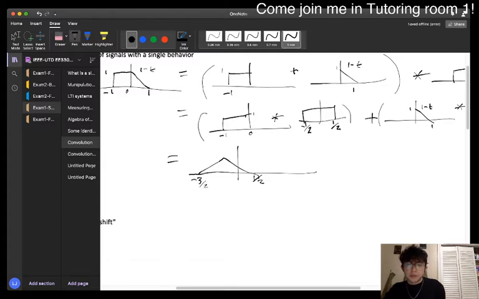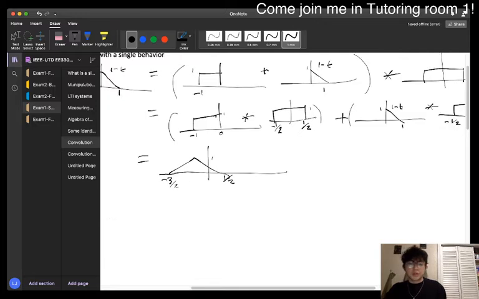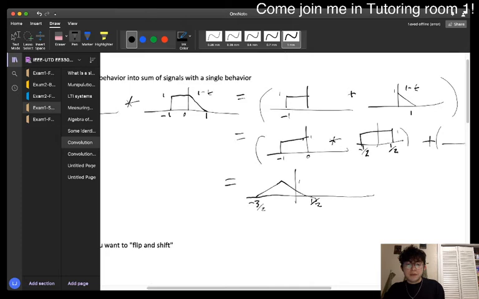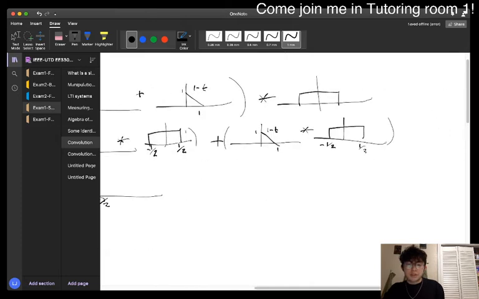And since these are both unit 1, this is just going to be the standard unit triangle, but shifted over a bit. Great, so we have the easy part done, but we still have this one, the convolution of this ramp function and this box. So what are we going to do here?